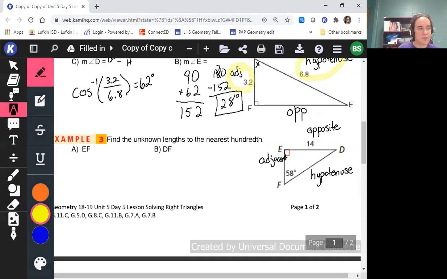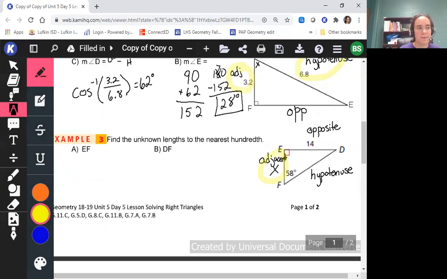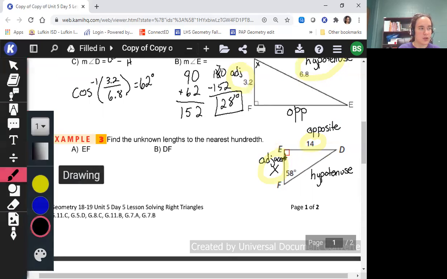And in our first example here, we are looking for EF. EF is our adjacent and we don't know it, so that becomes X. And we need to decide what we have information about. The only side we have information about is our opposite. So we have opposite and adjacent. What trigonometric ratio is opposite over adjacent? It's tangent.